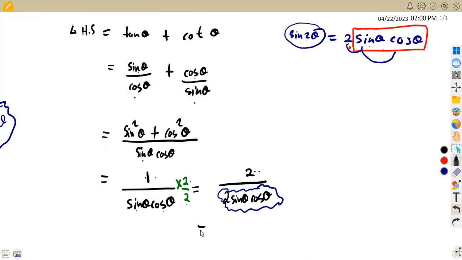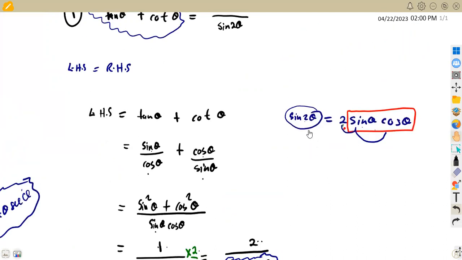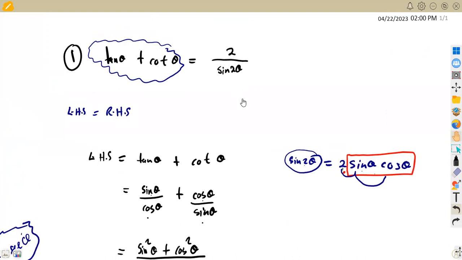So therefore, we are going to have 2 over 2 sine theta cos theta, which is sine of 2 theta, which is the one that we were given on the right-hand side. So this is exactly the solution that we need in this case, which is 2 over sine 2 theta.